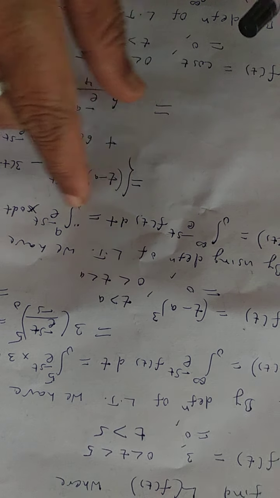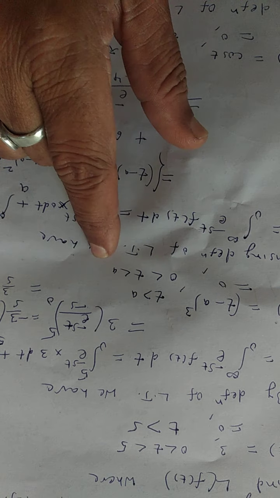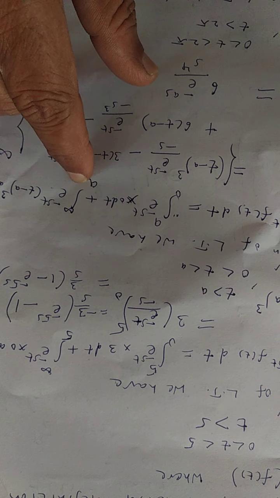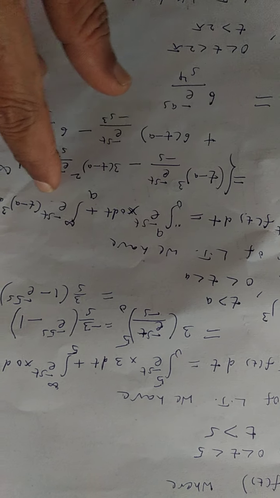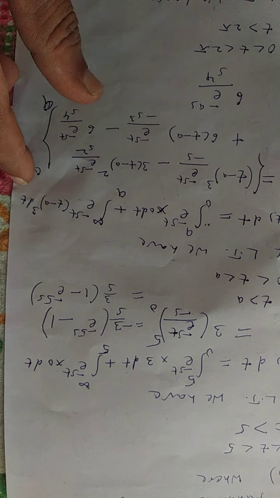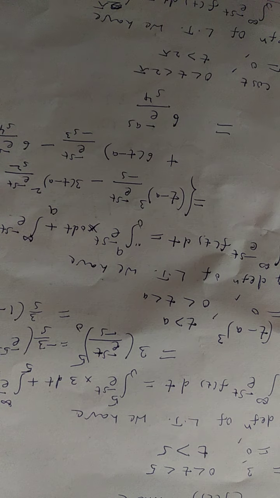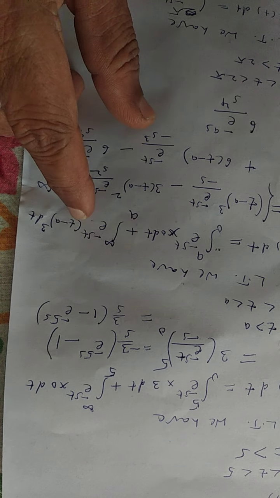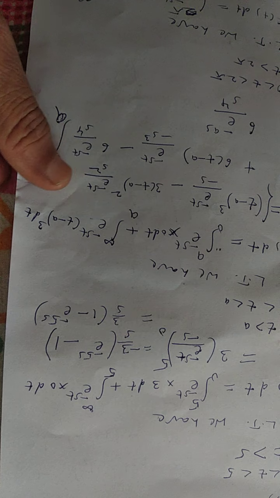So e raised to minus st into, the value of the function is 0 when t lies between 0 to a, so e raised to minus st into 0 dt, plus integral a to infinity. For t greater than a, it is integral a to infinity e raised to minus st into (t minus a) whole cube dt. Now the value of the first integration is 0. For this we use the generalized by parts rule. By parts rule you have seen.